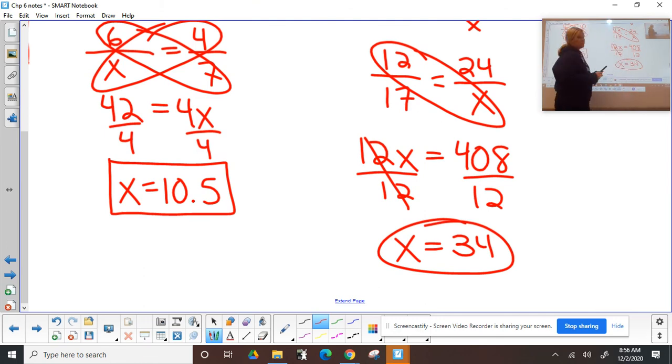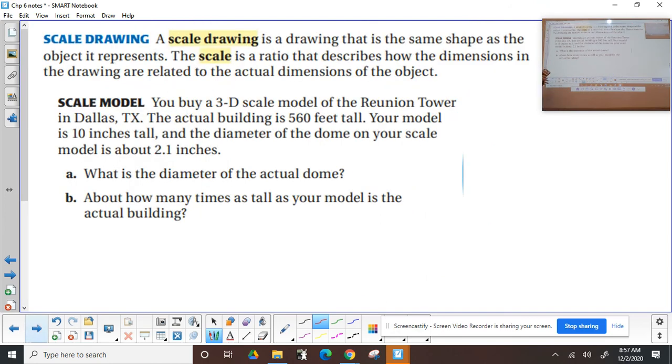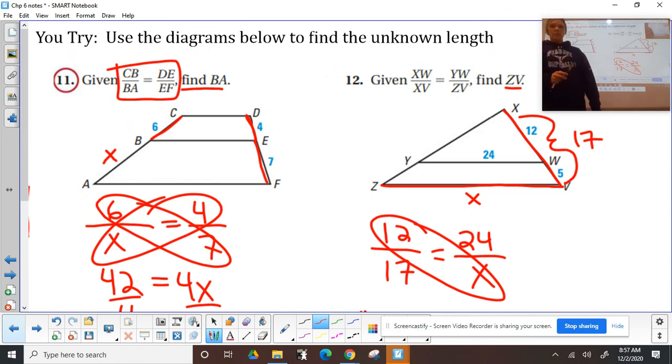And there you go. So that's basically what we did yesterday. And then at the end of class, we did this scale drawing. And I threw in an extra example as well.